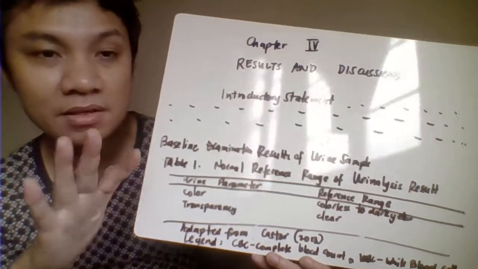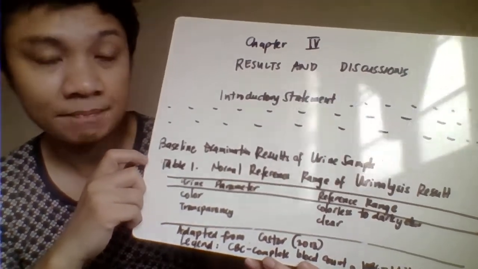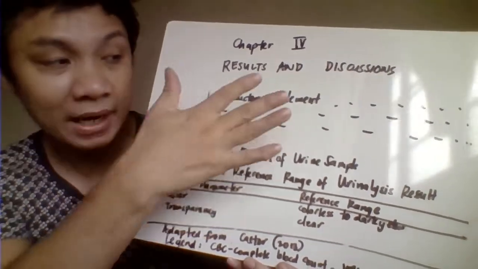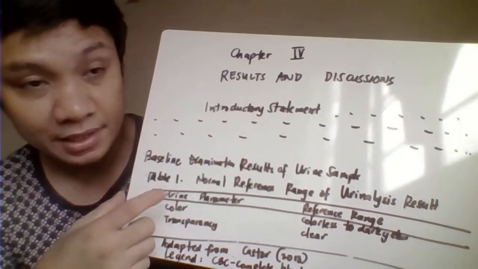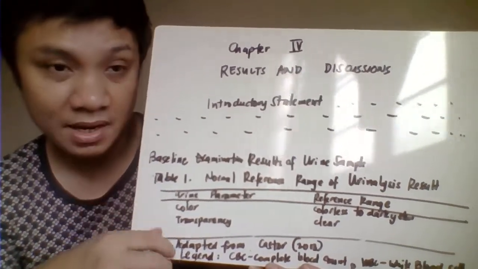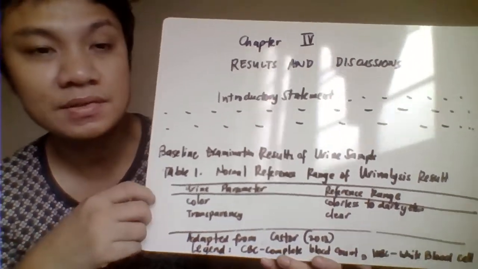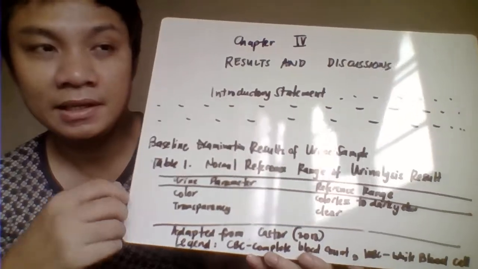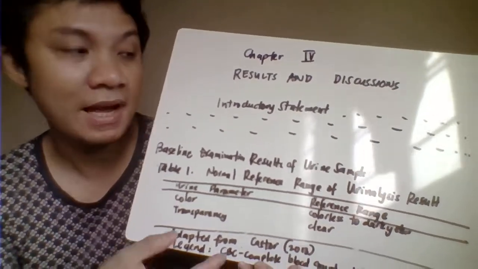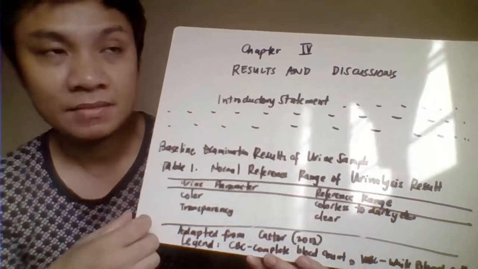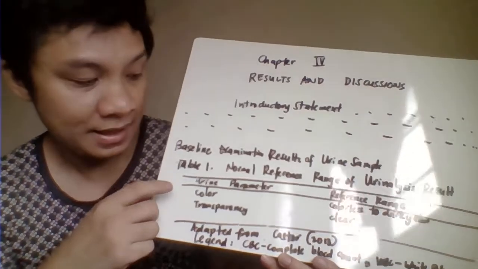So before you present your result, you always need to have an introductory statement that explains what this chapter is all about. For example, this chapter presents the results gathered by the researchers in order to determine the activity of something like that. But you should always have an introductory statement.